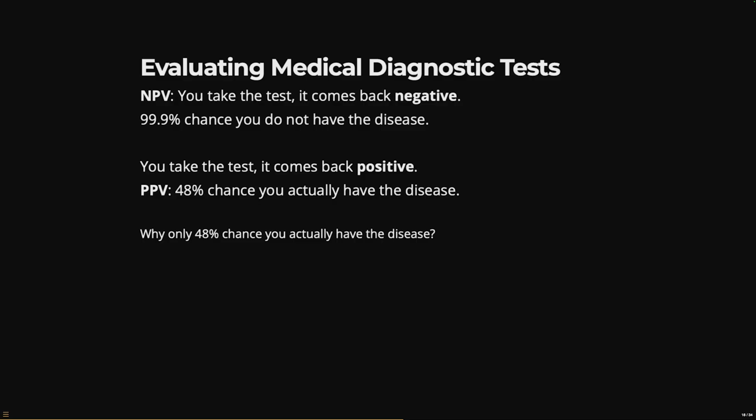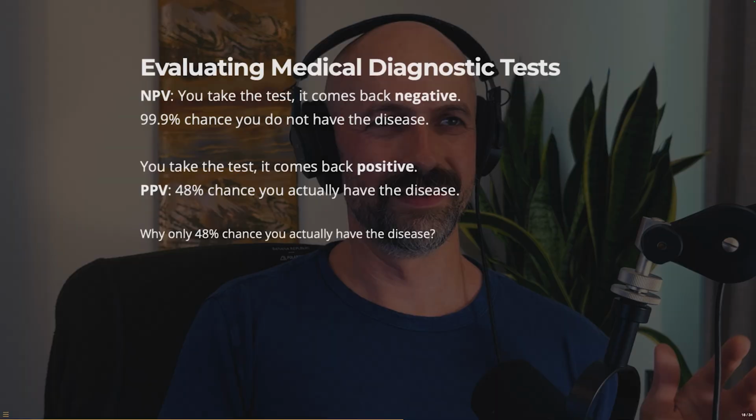Why only 48%? It's basically because most people just don't have the disease. And it's difficult to build a model that is really perfect for predicting the positive. The prevalence of the disease is very low. The prevalence is 2%. Even if we have high values in the other metrics like sensitivity and specificity, because it's pretty rare, we just won't have as high of a positive predictive value.